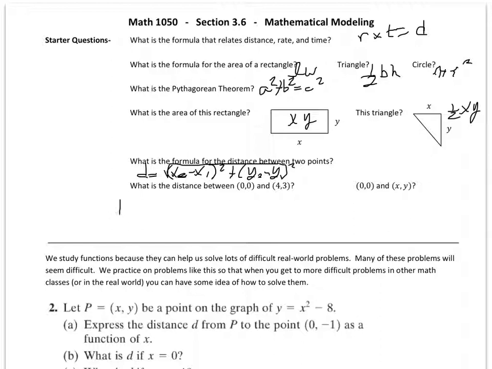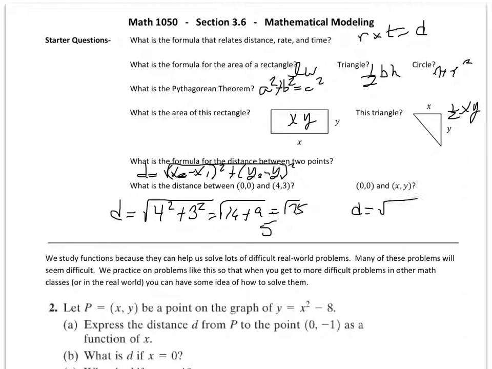Okay, plug and chug, right? So we get 4 minus 0 squared plus 3 minus 0 squared. So this gives us 16 plus 9, which is 25, and the square root of 25 is 5. So that is 5 units. Okay. All right, what's the distance between (0, 0) and (x, y)? Square root of x squared plus y squared. Yeah, just like that, okay?